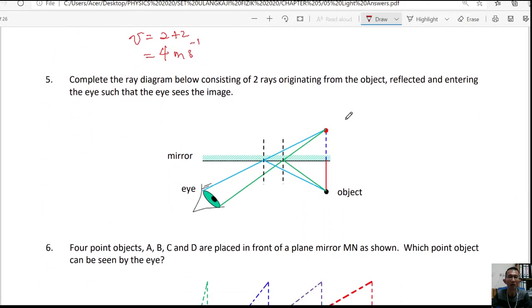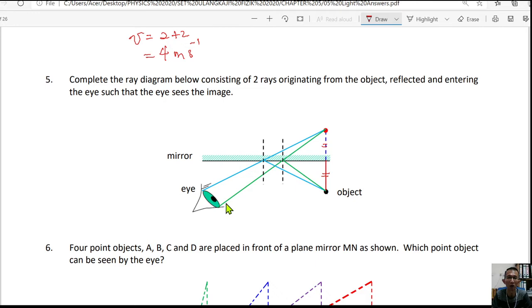Number 5. Complete the ray diagram below. I have an object here, and I want to know where the image is. I know that the distance from the object to the mirror must equal the distance from the mirror to the image. So I make sure that these two are of the same distance. So I know that my image will be here. What I do next is draw two lines going straight to the eyes.